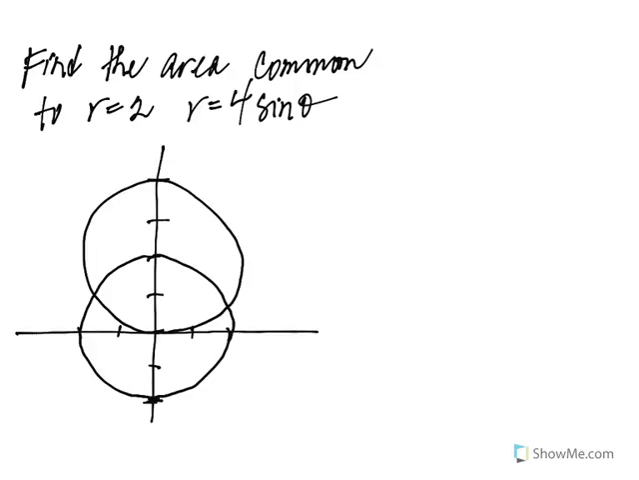All right, so here's what you got. r equals 2 is a circle centered at 0 with a radius of 2. That's this lower circle here. The second one here is a one-petaled rose, 4 units long.